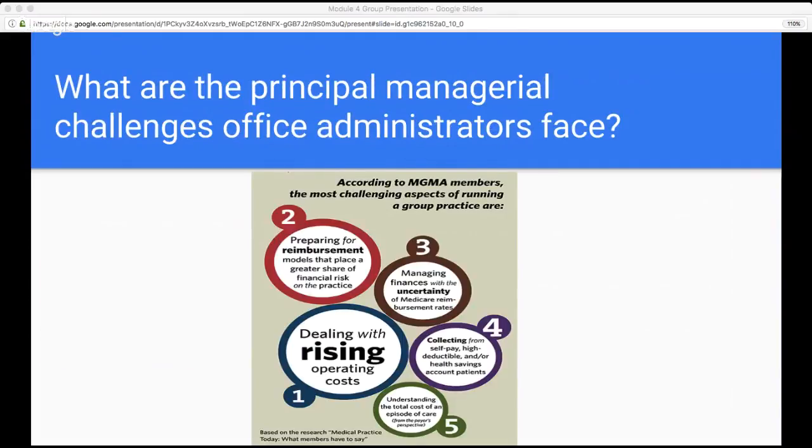According to a survey done in January and February of 2013 by the Medical Group Management Association and the American College of Medical Practice Executives, the 5 biggest managerial challenges facing group practices are: number 1, dealing with rising operating costs; 2, preparing for reimbursement models that place a greater share of financial risk on the practice; 3, managing finances with the uncertainty of Medicare reimbursement rates; 4, collecting from self-pay, high deductible, and/or health savings account patients; and 5, understanding the total cost of an episode of care.